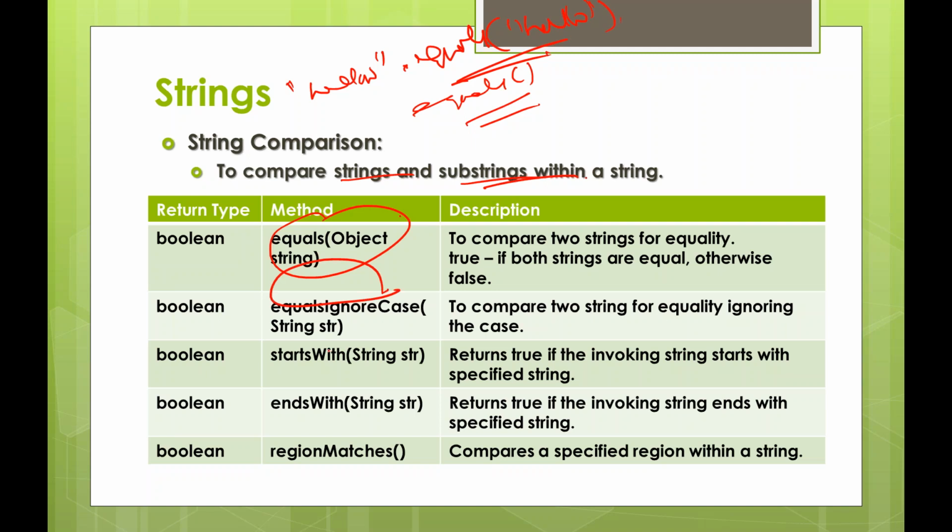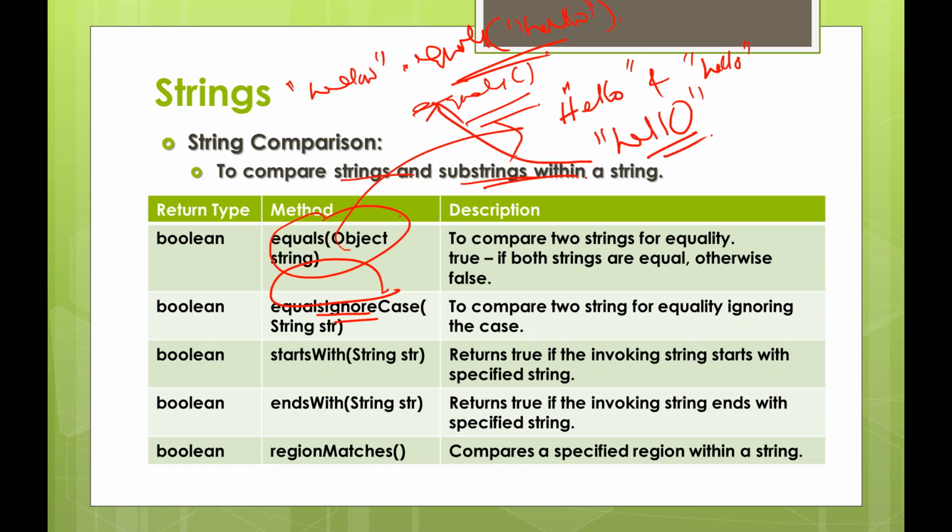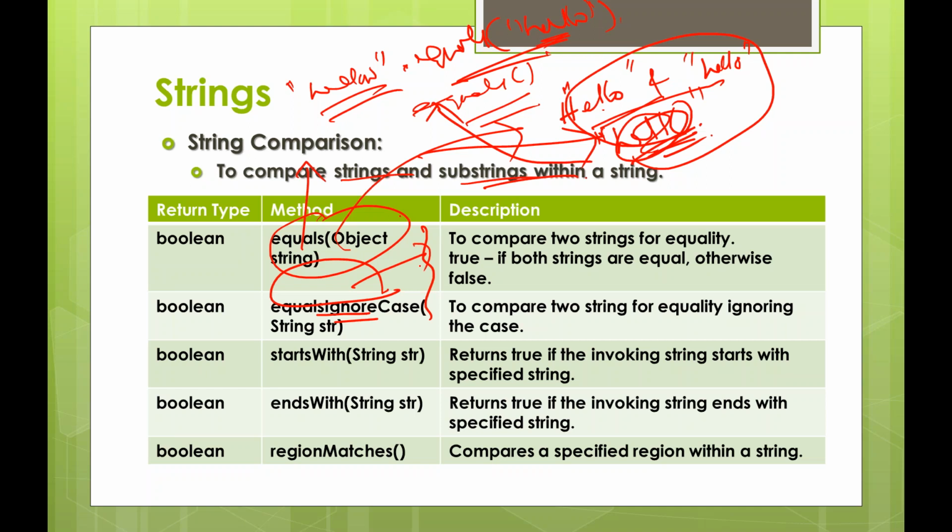There is another method, equalsIgnoreCase. It ignores case. In that case, "hello" and "Hello" are equal. But with equals, this is not equal, and for that matter, this one is also not equal. But for equalsIgnoreCase, we are ignoring the case, so any combination of hello will be equal. These 2 methods return true when both strings are equal, including the case in one, and ignoring the case in the other.